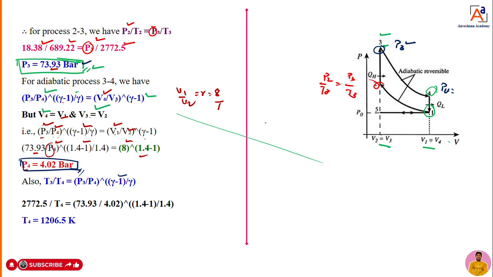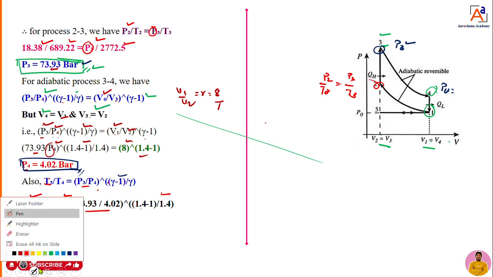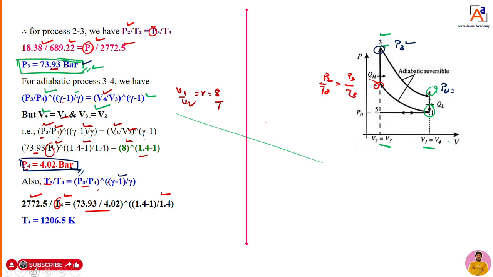I will try to calculate the other things now. What is T3? I already calculated it somewhere else, but T4 is unknown. I will write it as it is, but P3 and P4 are already calculated. I will substitute P3 and P4 here. Then gamma is 1.4, minus 1, divided by 1.4. Do the simplification and you are going to get one more value. That value is nothing but what?